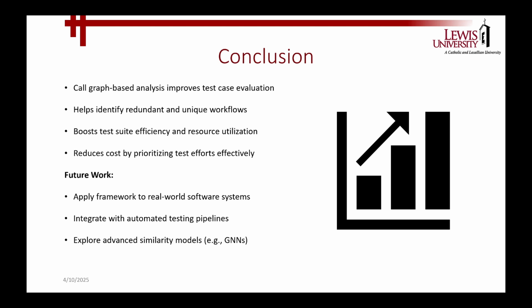As part of future work, we plan to extend this framework to real-world systems with large code bases. Integrating it into automated testing pipelines could enhance processes by intelligently selecting relevant test cases. We also aim to explore more advanced similarity models using deep learning, especially graph neural networks, which have potential to capture deeper structural and contextual patterns in call graphs. These directions will further improve test prioritization, efficiency, and fault detection.